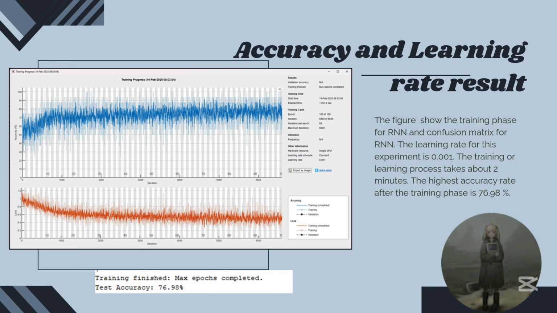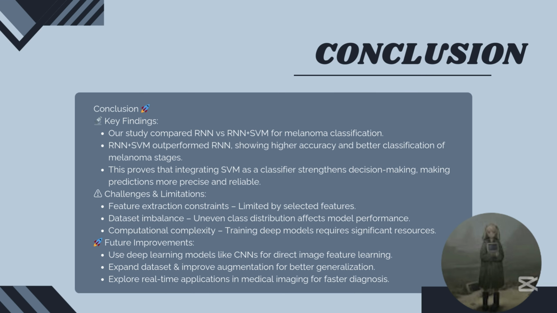Assalamualaikum, my name is AZZARUDDIN. I will present the accuracy and the learning rate result. The figure shows the training phase for the RNN and the accuracy metric for the RNN. The learning rate for this experiment is 0.01. The training or learning process takes about 2 minutes, and the highest accuracy rate after the training phase is 76.89.